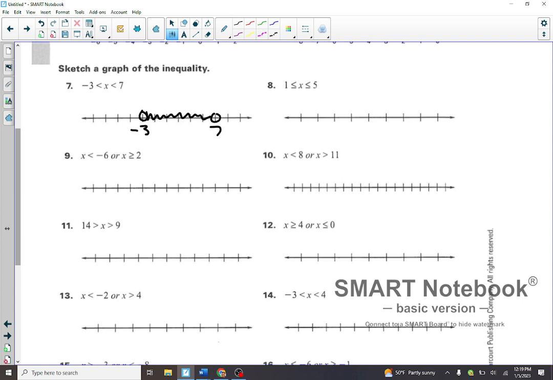Number 9, x is less than -6, or x is bigger than 2. So x is less than -6. So that's going to be an open circle on -6. X is smaller than that, so it goes to the left. Or x is greater than or equal to, so a closed circle, x is bigger than 2, so to the right.